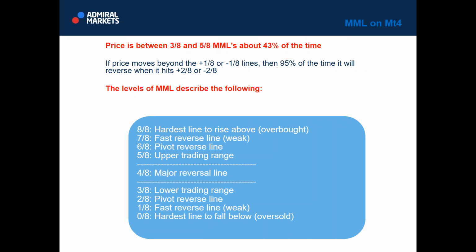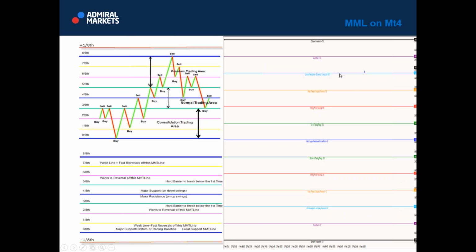The same is for below 4.8. Below 4.8, it will usually hit 3.8. If it goes below 3.8, it will usually hit 2.8. But if it hits 1.8, it can either reject or proceed further towards 0.8. And this is how it looks.